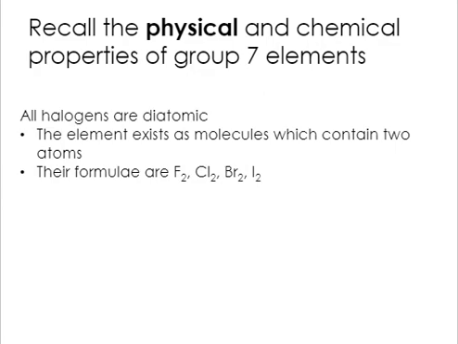We need to know about how we find the elements. The elements are found as molecules because they're diatomic. Di means two, and atomic means to do with the atom. So all the Group 7 elements exist as molecules which contain two atoms of the same element. Remember, your little two needs to be lower down, so it needs to be subscript. The formulas for the molecules are F2, Cl2, Br2, and I2.